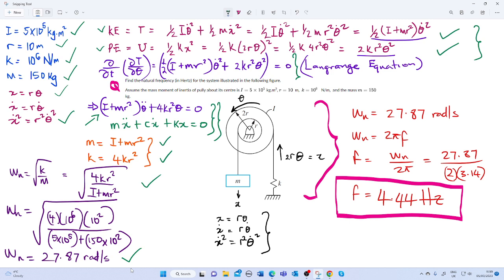By finding the natural frequency of the whole pulley system, we can now convert it to Hertz by using Wn equals 2 pi f. So our f, that is the frequency in Hertz, equals Wn over 2 pi, and that gives us 27.87 over 2 multiplied by 3.14. And finally, our frequency in Hertz for this particular system equals 4.44 Hertz.